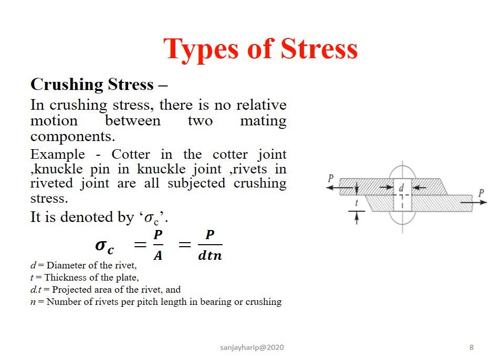Let us see crushing stress. In crushing stress, there is no relative motion between two meeting components as shown in the figure. The resisting area is the product of circumference and thickness of plate. Crushing occurs at exterior surface of rivet. Crushing resistance depends upon the number of rivets used for joining the plates.